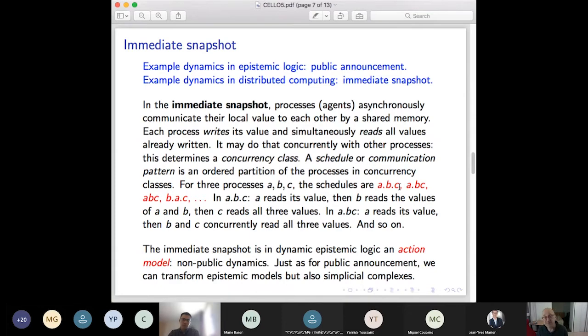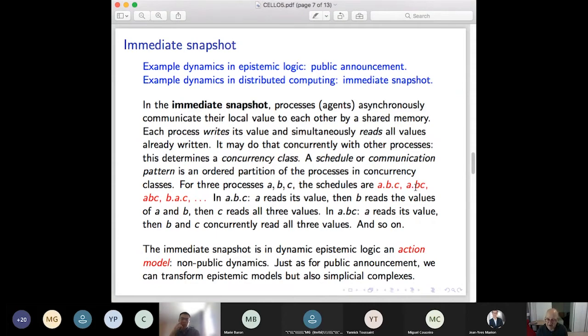And from the perspective of C, this is not very different from a different schedule or communication pattern, wherein A first does the write-read thing, and then B and C do the write-read thing together, because C will still read all values. Only for B it's different, because here B reads A and B, whereas in the A.BC schedule, B will already read A, B, and C together.